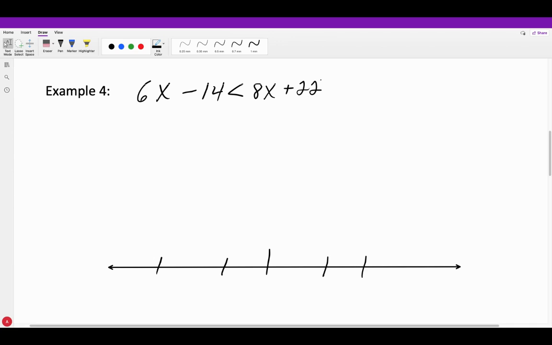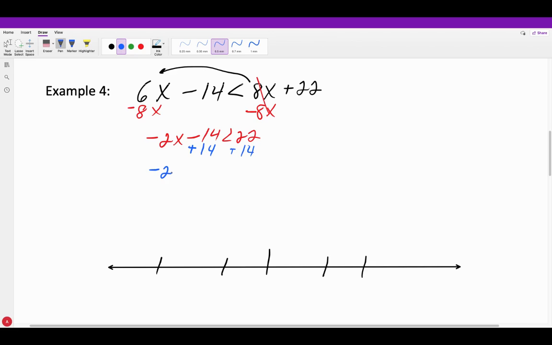All right, I always like to move mine to the left, just because the way I always do it. So regardless if it's an equation or inequality, I'm always going to move my variables to the left. So I'm going to move this 8x to the left by subtracting. So I'll subtract 8x from both sides. They cancel out. So now I get negative 2x minus 14 is less than 22. Now I'm just going to solve it like a regular problem. We'll add 14 to both sides. So negative 2x is less than 36.